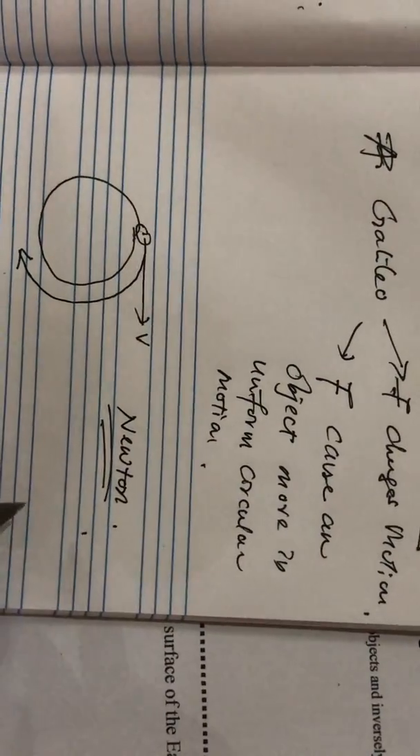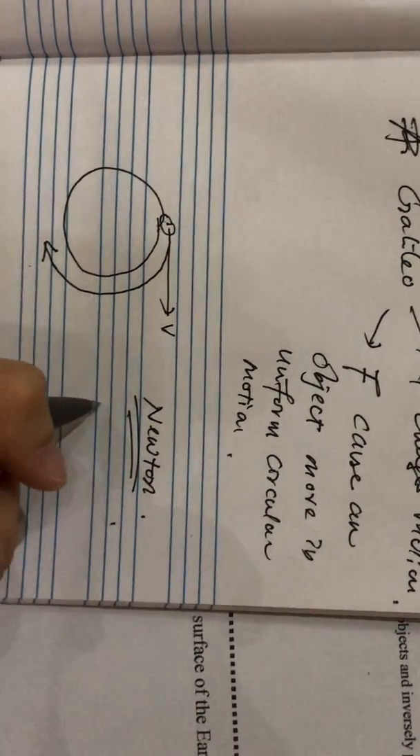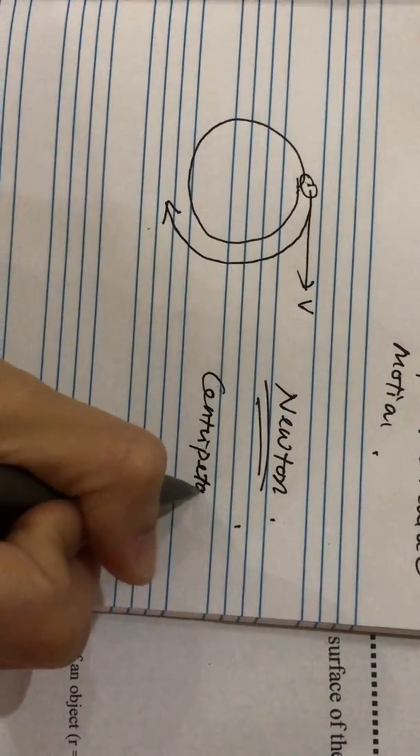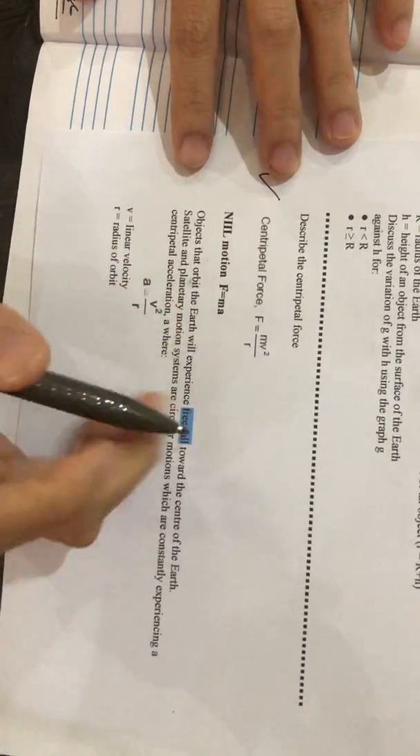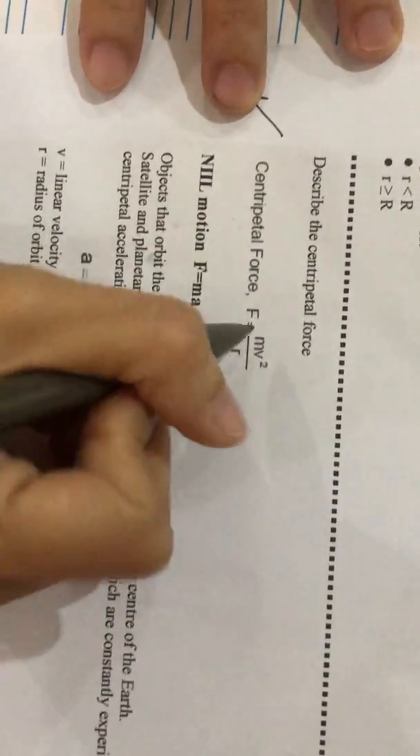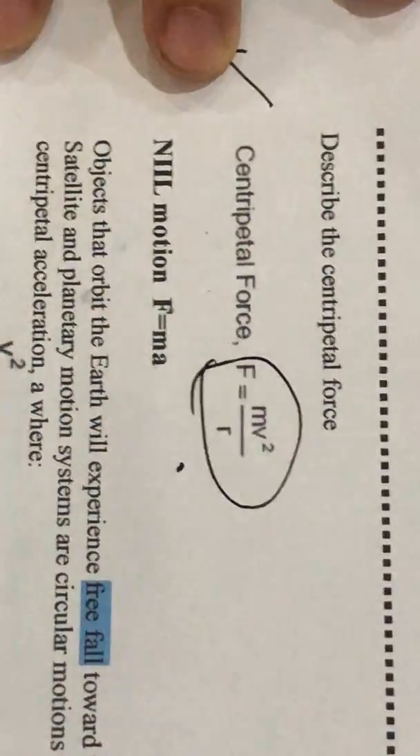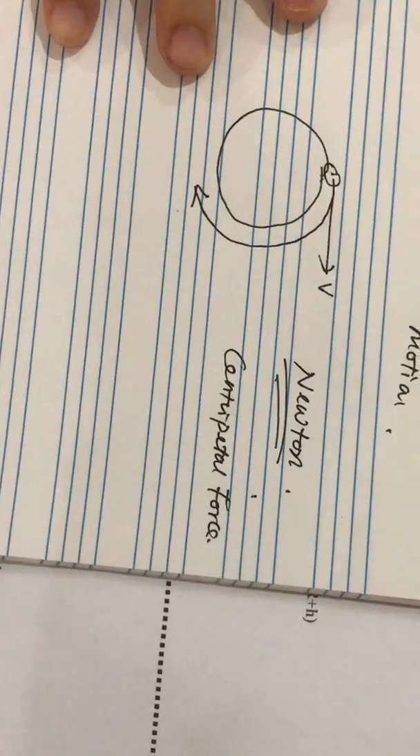Newton has a very famous theory. We call it centripetal force. Centripetal force, which is also in your notes. So you look at this one. This is the first part. This is the third part of your note. Centripetal force is actually given by Newton. We know that Newton is a very great mathematician as well.